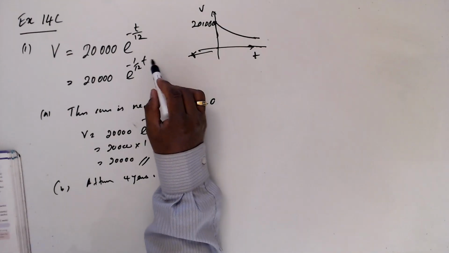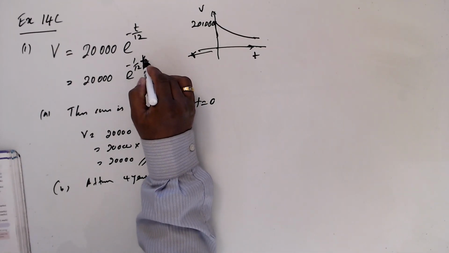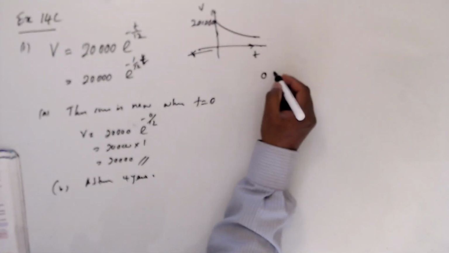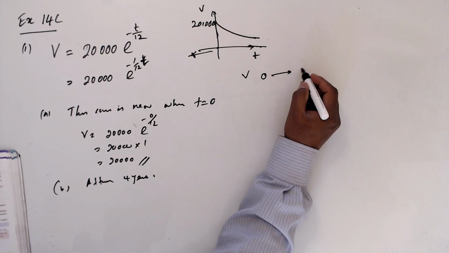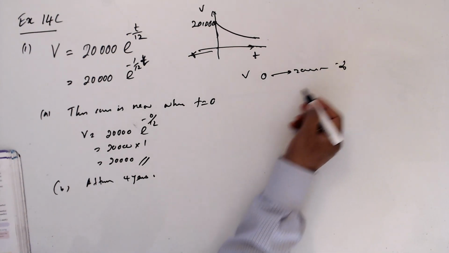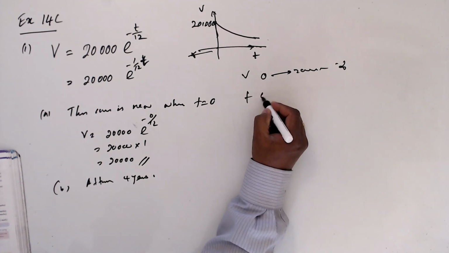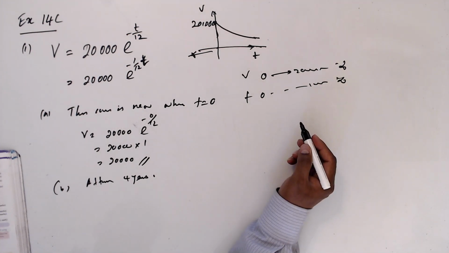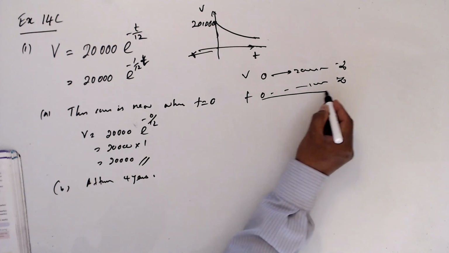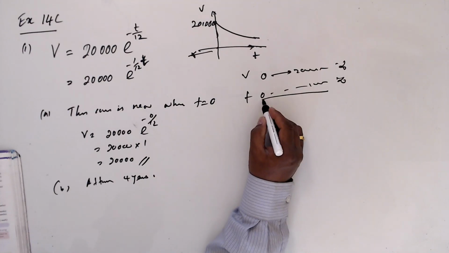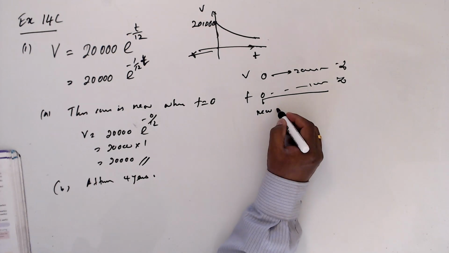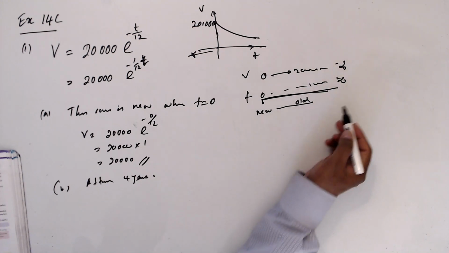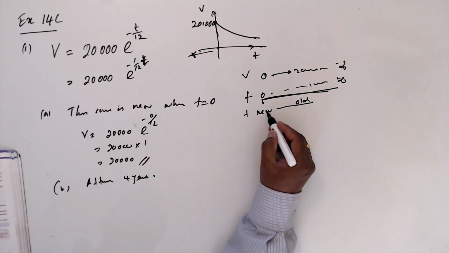Another important thing is to check where t is starting. The variation of v is from 20,000 going down, and t is varying from 0 to infinity. Now, this is the number line. So 0 means what here? New. So it goes from new to old. The number line varies from 0 to infinity, but the idea is new to old.